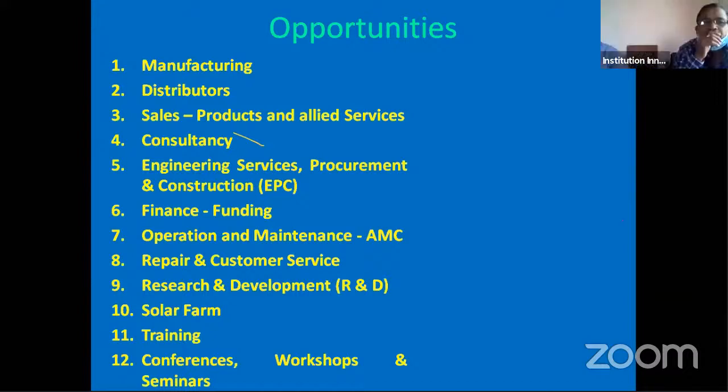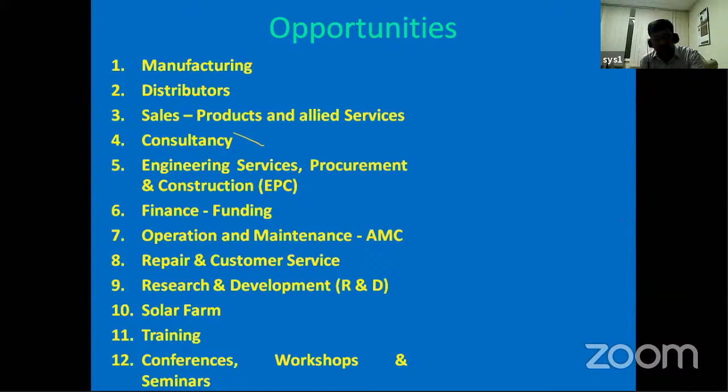In that, we can maintain a complete product installed solar power generation system and operations. For example, if you have a product like a solar water heater or solar cooker, its operation and maintenance is one of the very good potential areas to start a business. And then repair and customer service. Servicing comes under operation maintenance, AMC also.